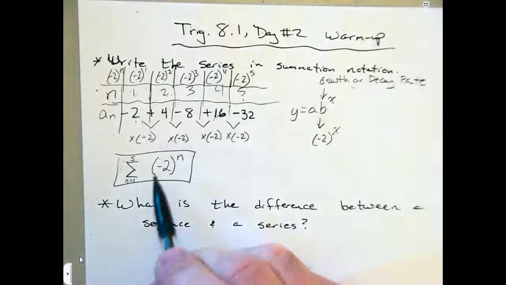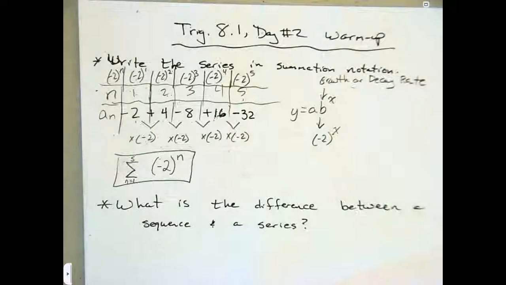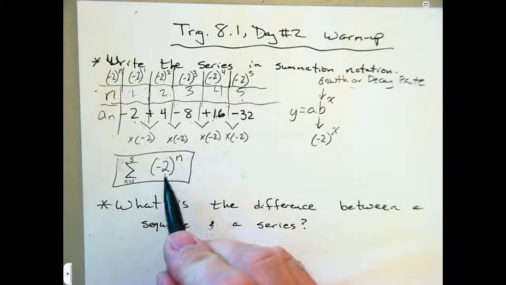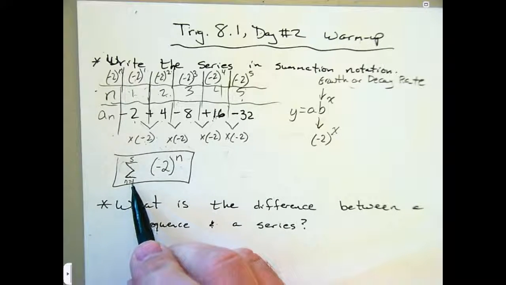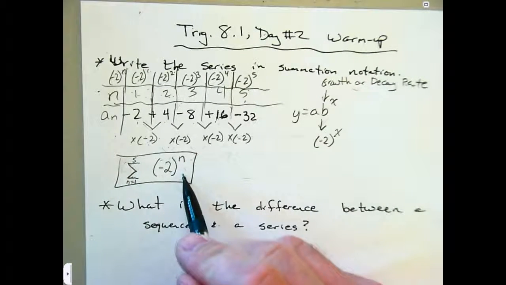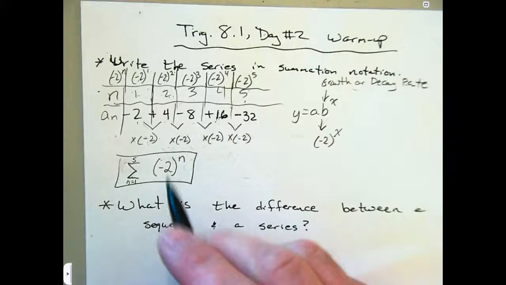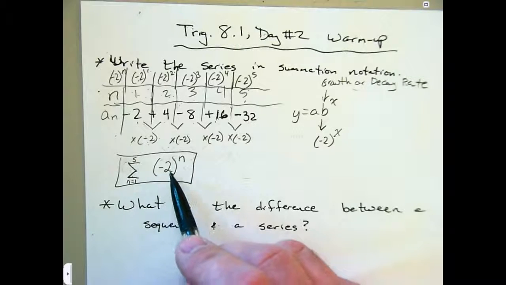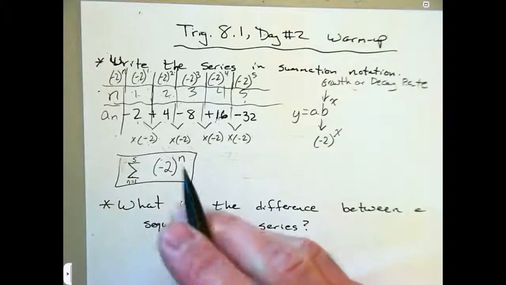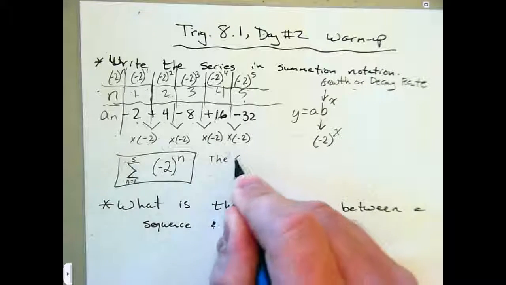Okay, remind your neighbor how you read that. All right, so let's make sure we're clear. It's the sum of negative 2 to the power of n for values of n from 1 to 5. Okay? Hopefully you wrote that down yesterday. If not, rewrite it again. The sum of negative 2 to the power of n for values of n from 1 to 5. Okay, maybe I'll write it again for everyone.